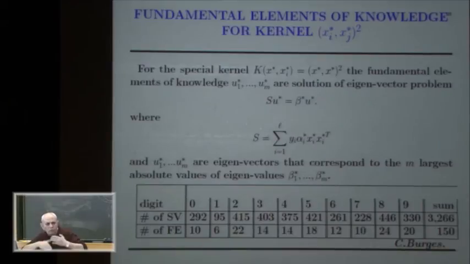So if you go through all this arithmetic, you get a very straightforward and easy computational problem to find the fundamental concept of knowledge. And you can see here how much the number of support vectors decreases. Instead of about 300, you can have 10. But it is just for every decision rule, zero versus the rest, one versus the rest. If you combine them, you can decrease even more.